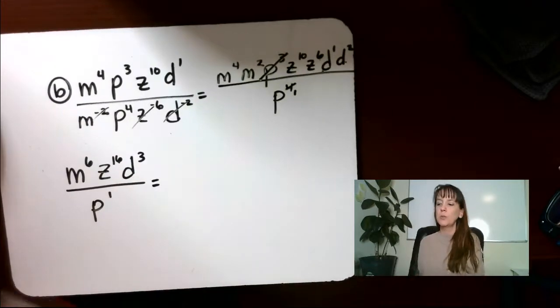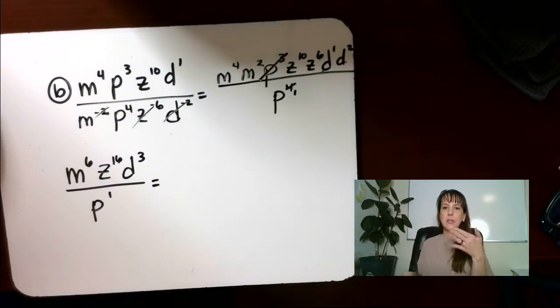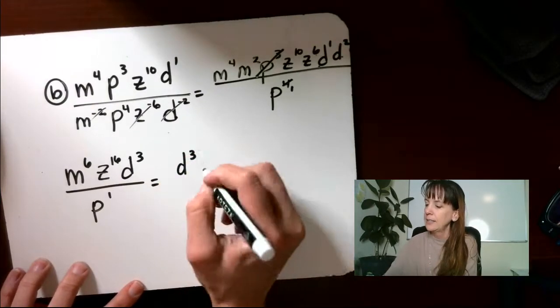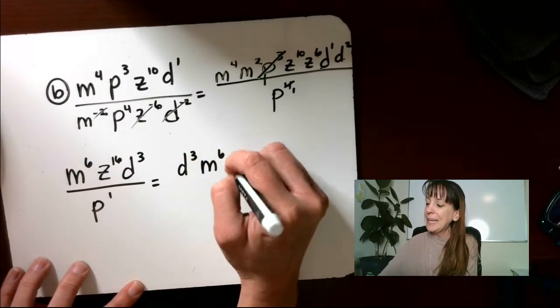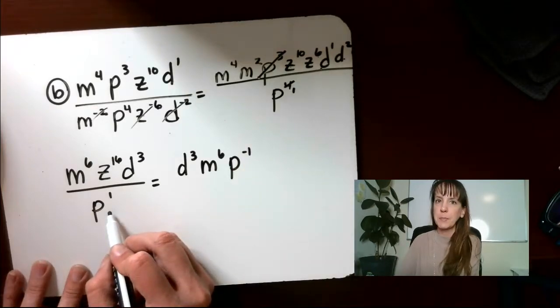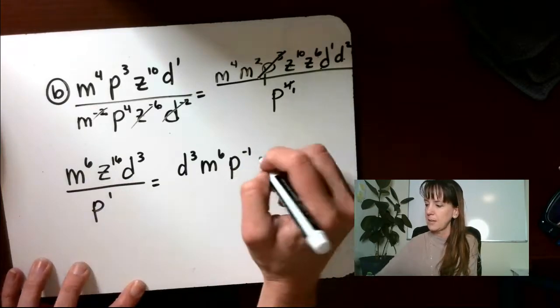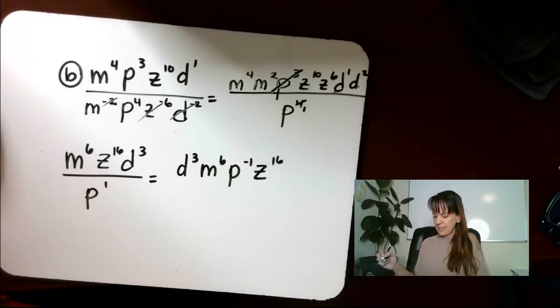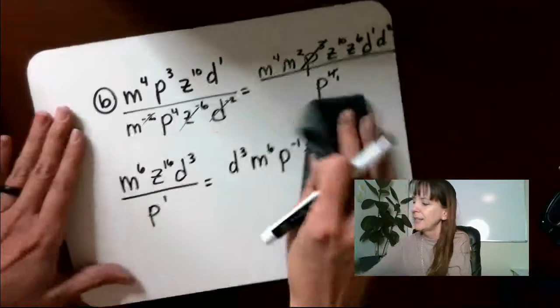Now, in order to simplify this with all of them in the numerator, and I also like to have it in alphabetical order. So d to the 3, m to the 6, p to the negative 1, because I'm bringing it from downstairs up to upstairs. z to the 16. Okay, good. Let's look at C.